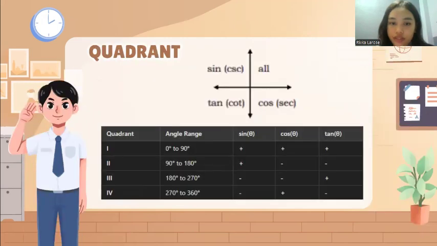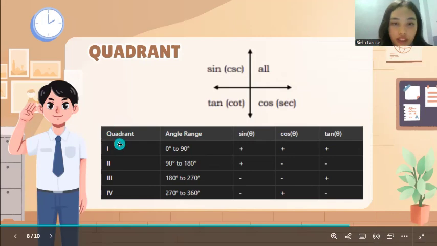Next, quadrants. All functions have a positive value for angles in quadrant 1. Sine and cosecant have positive values for angles in quadrant 2. Tangent and cotangent have positive values for angles in quadrant 3. Cosine and secant have positive values for angles in quadrant 4. Here is the quadrant table.